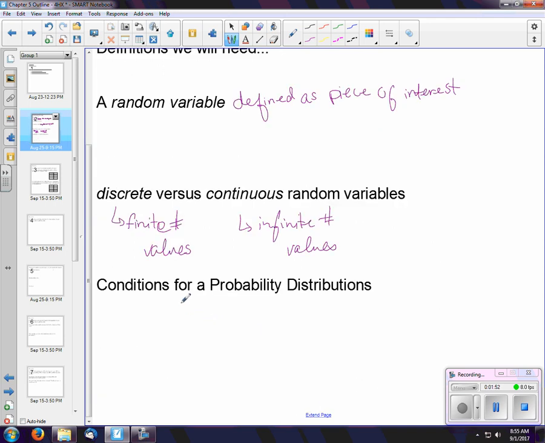A couple conditions for probability distributions is, for starters, you have to have all of your data, so that means the sum of the entire distribution, so the sum of your p of x's, has to equal exactly 1. They cannot be more than 1, they cannot be less than 1, but a total of 1. You can have no negative probability, and also you cannot have any probability greater than 1. So remember that each individual probability has to be between 0 and 1, and the sum of that distribution must equal exactly 1. Let's take a look at a few examples.